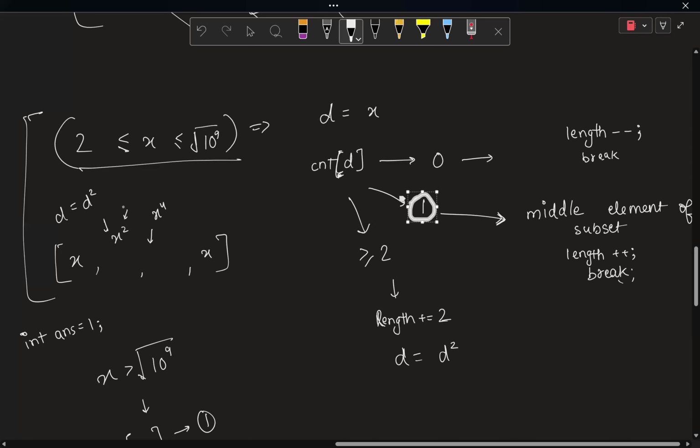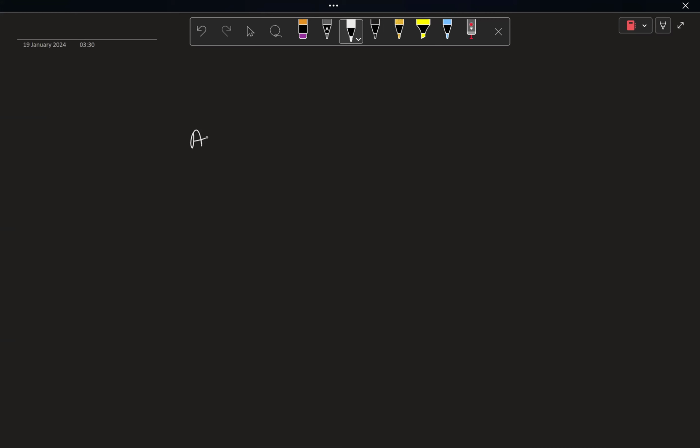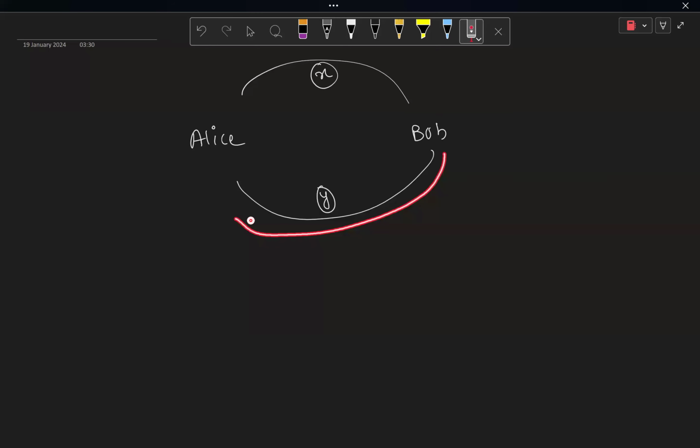So if you take Alice here and Bob here in a circular field, in the clockwise direction there are x flowers and in the anti-clockwise direction there are y flowers. Now someone might argue, what if I consider the clockwise direction from the Bob side, so there should be x here and y here.